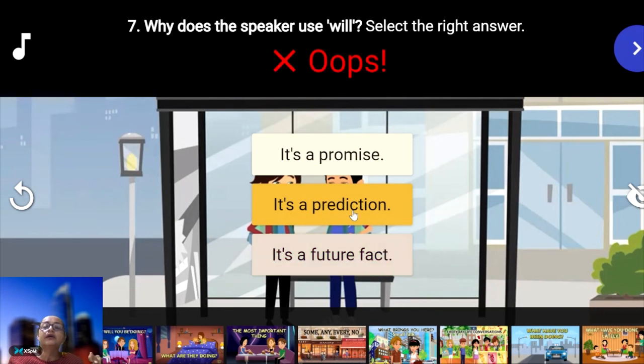Okay, guys, you see, take care when you pick an answer. Remember, if it is okay, it says bingo. If it is not, it's going to say oops.